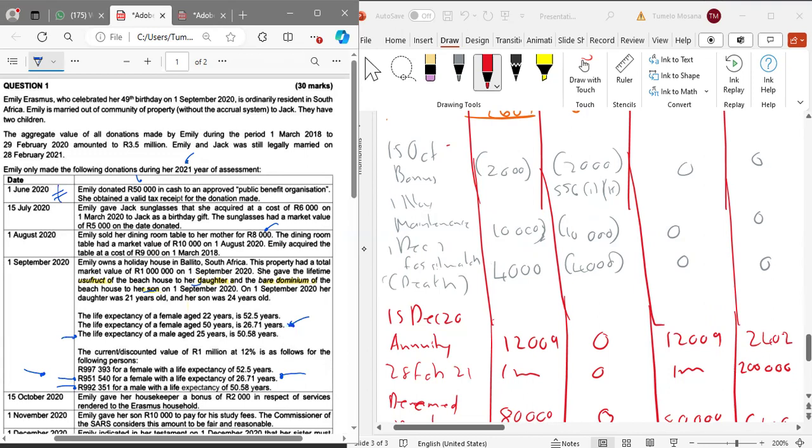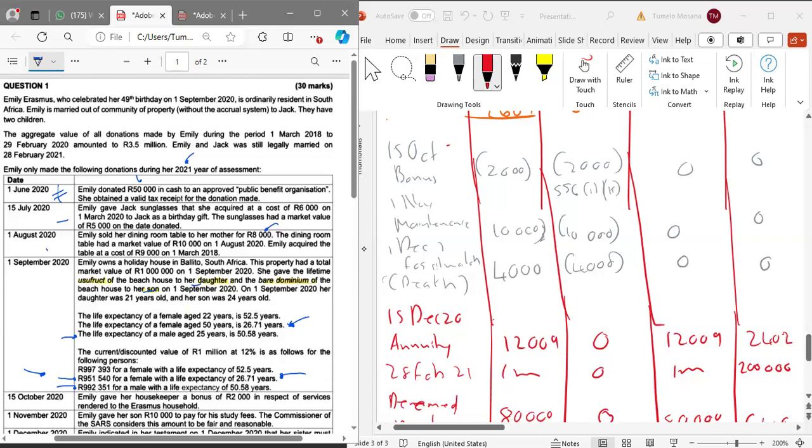And obviously, the second one, which is the sunglasses, you can calculate the capital gain or loss. So you take the market value and you deduct this 6,000 and then you'd get a capital loss of 1,000. But now you would disregard it because of section 9HB, which disregards capital losses of spouses, right?